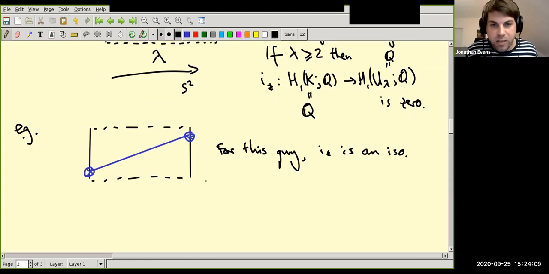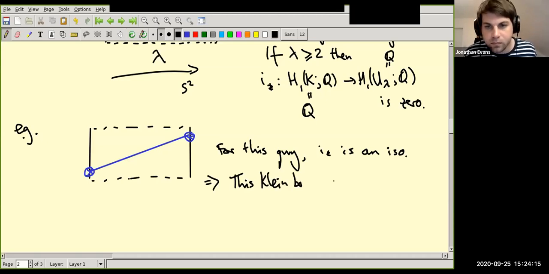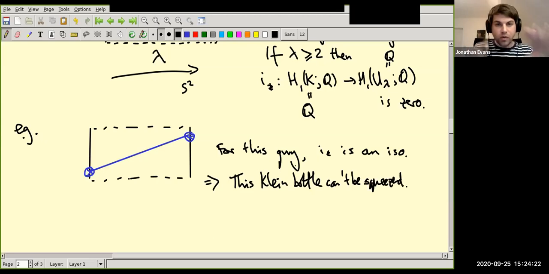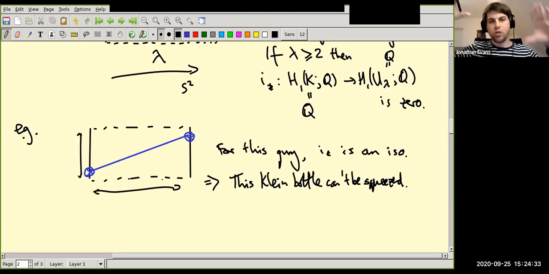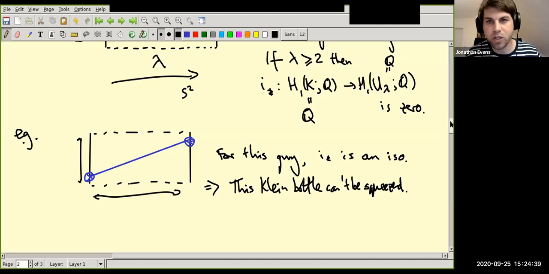And that means this Klein bottle can't be squeezed into too small a region. In other words, you can't shrink this height to less than half of the width, because if you do, your Klein bottle won't come with you. Okay, so that's the statement of the theorem. Are there any questions about that?